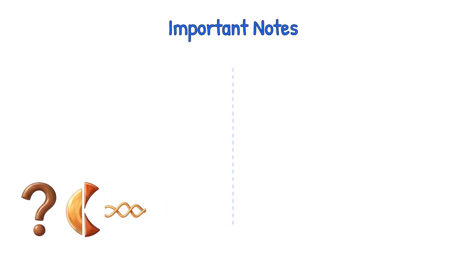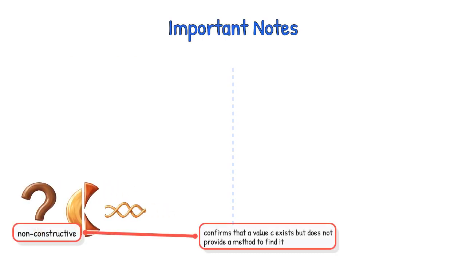There are some important notes to remember. The intermediate value theorem is non-constructive. It confirms that a value c exists but does not provide a method to find it.